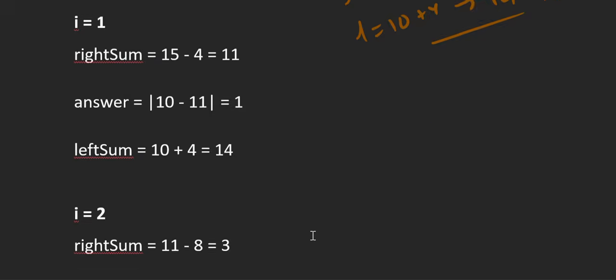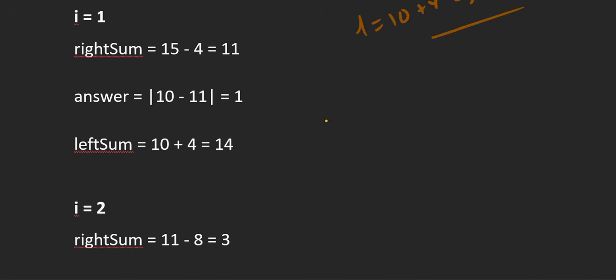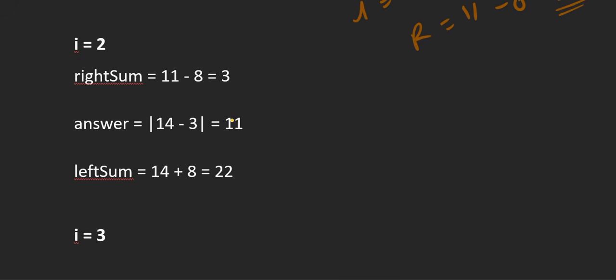Then we go to i is equal to 2, which is 8. So here left is 14, right was 11. So now we do right is equal to 11 minus current element 8. So we are left with right is equal to 3 and left is equal to 14. So we take the difference of 14 minus 3, that we get 11, and then we update our left sum, which is equal to 14 plus current element, that is 22, right?